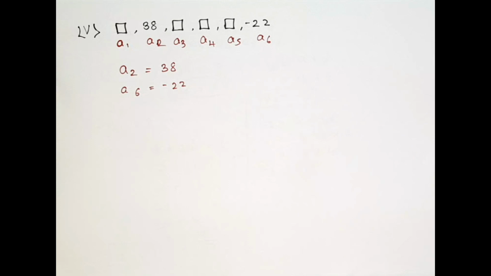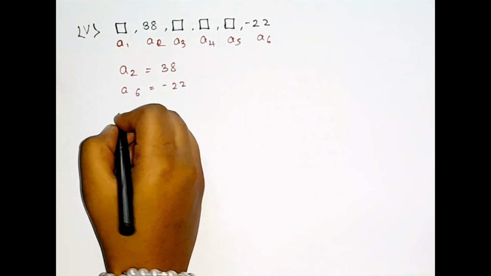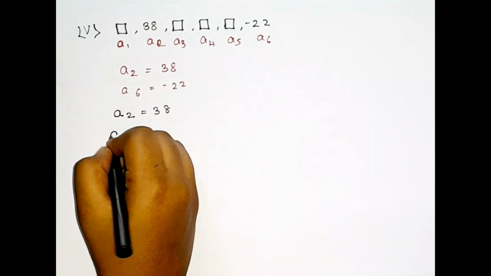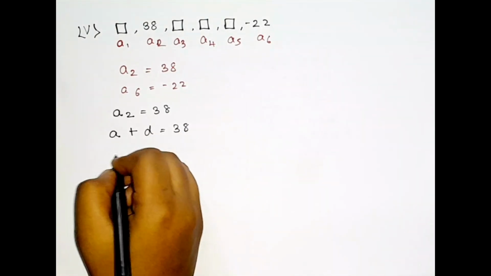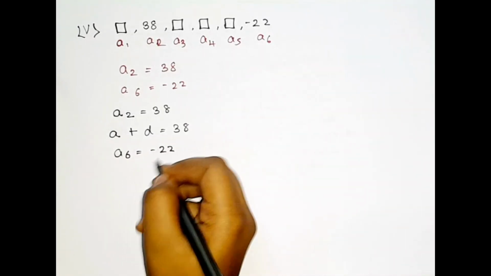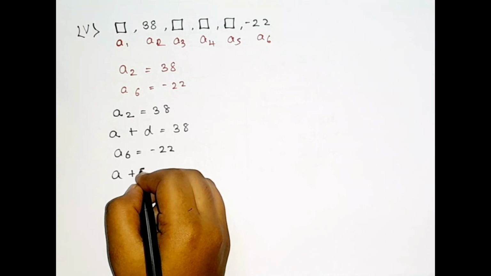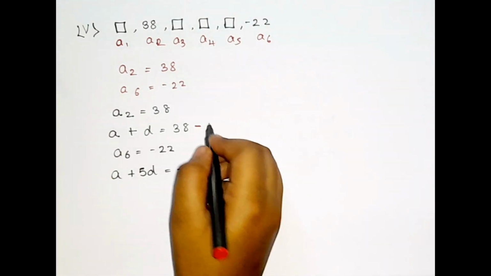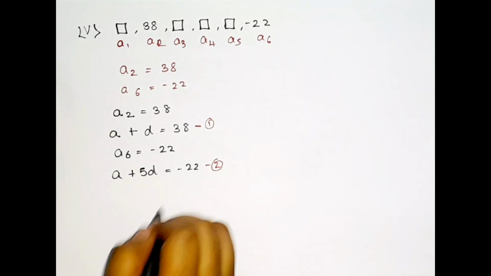Since you guys know, we have to find the common difference at first, isn't it? So with these values I can abstract the values. Here A2 I can write as A plus D is equal to 38. Then A6 is equal to minus 22, I can write as A plus the previous number of 6, which is 5, D is equal to minus 22. I am going to take these as equation number 1 and equation number 2. Now I am going to solve it by using the elimination method.